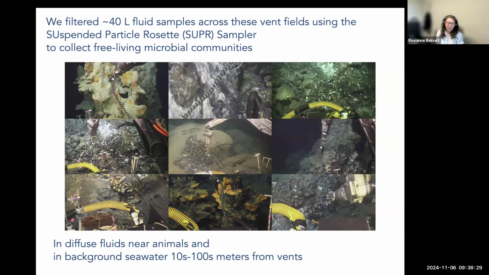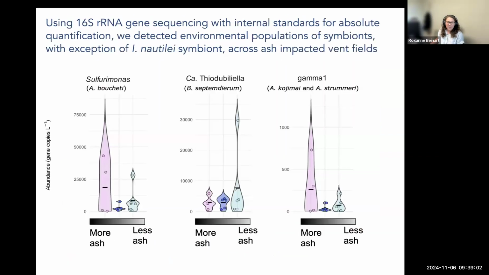In all these images, we're filtering from around the animal populations or sometimes around the dead animals, where we're sticking the intake wand right up against these animals or the dead animals. What you're not seeing here is that we also have another set of samples where we're farther away from the vent fields, hundreds or tens of meters from the vents, looking at the background microbial population around these vent fields. I'll quickly summarize what we have seen so far, which is that we can actually still see the symbionts in the environment at these different vent fields.